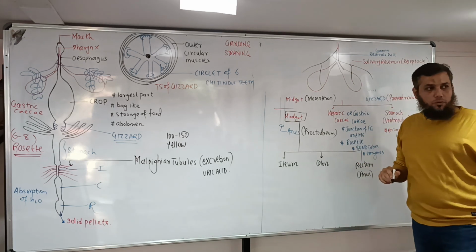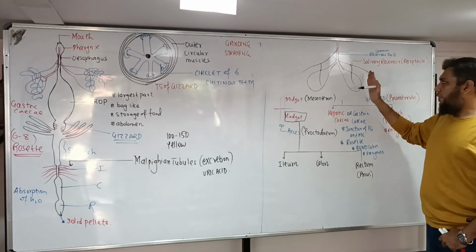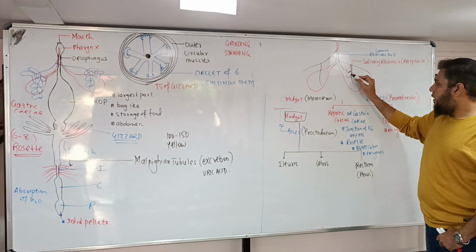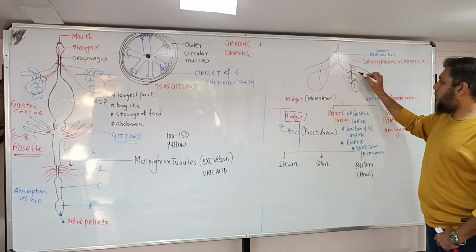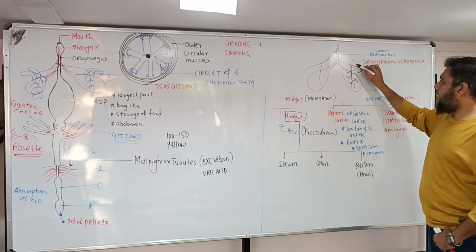It shows the presence of a pair of salivary glands, the left salivary gland and right gland. And each salivary gland, is it a simple gland or a compound gland? Compound. Did you understand what I told you last time? I told you, like small small parts.